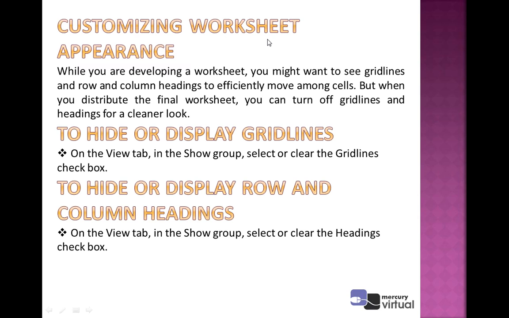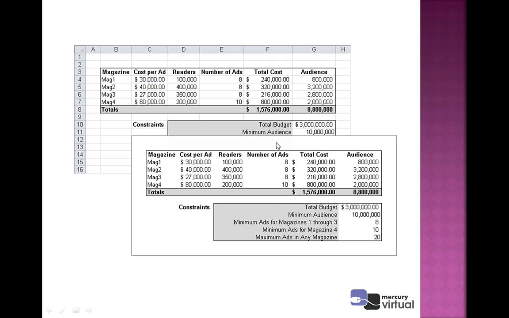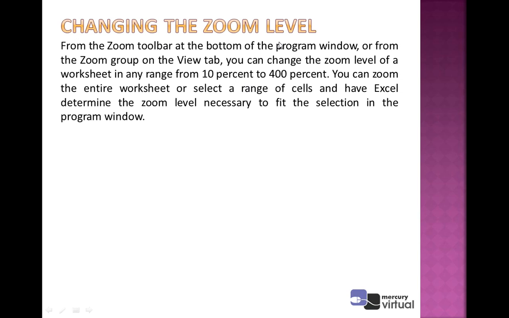Then how to customize the worksheet environment, or how to hide or display the grid lines. These are without the grid lines, these are with the grid lines. And how to change the zoom level. There are multiple zoom levels that range from 10 to 400%.